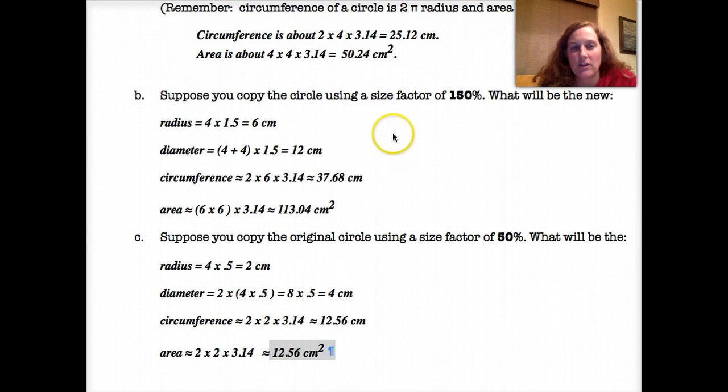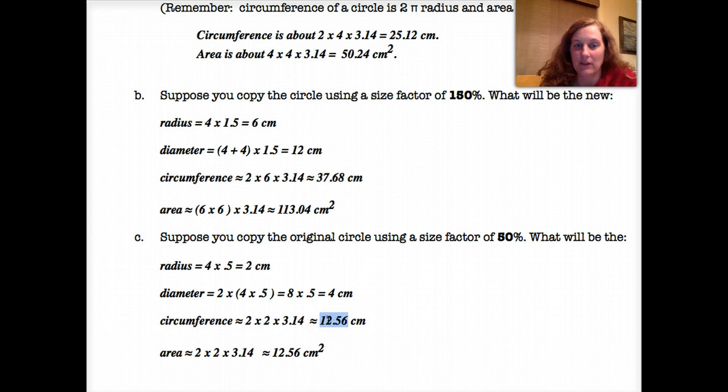So looking at the original circumference and the original area, can you see a relationship between the scale factor and your new circumference and area? If my original circumference was 25.12, and I make it 1.5 times bigger, my new circumference is 37.68. It's 1.5 times bigger. Same thing here with the 50%.